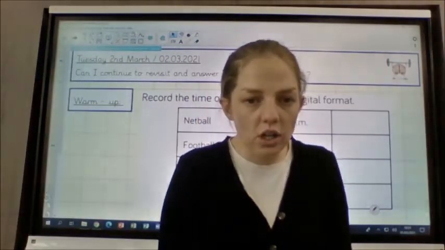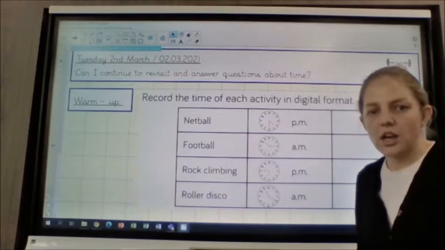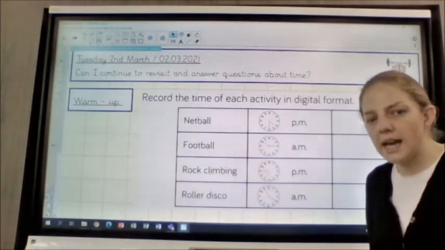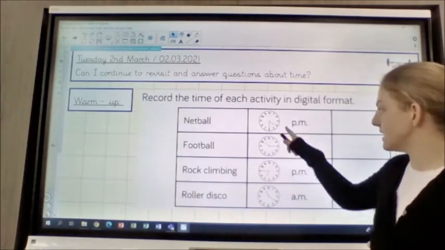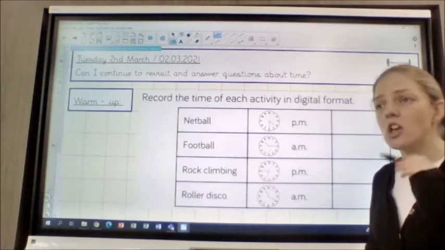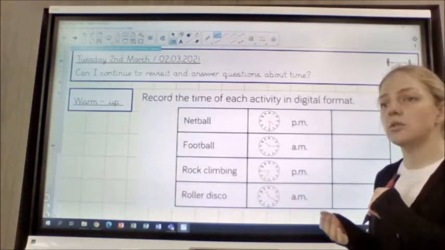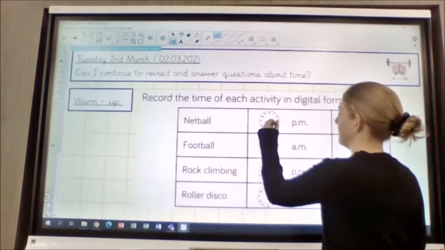So just before we start, I have got a little warm-up on the board. And you need to record the time of each activity in a digital format. Now, I know you can't really see the times on here very well, so I'm just going to very quickly go over it with my pen so you can have a look and use a clock of your own to read what time it is.